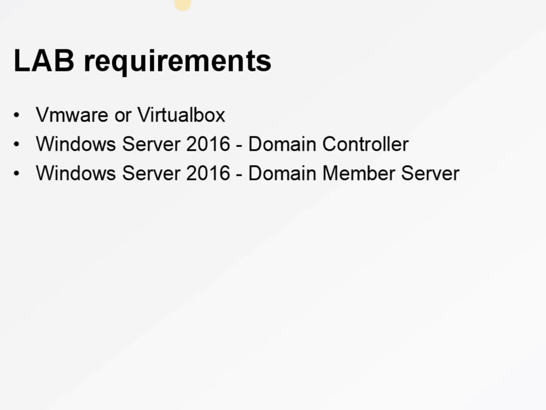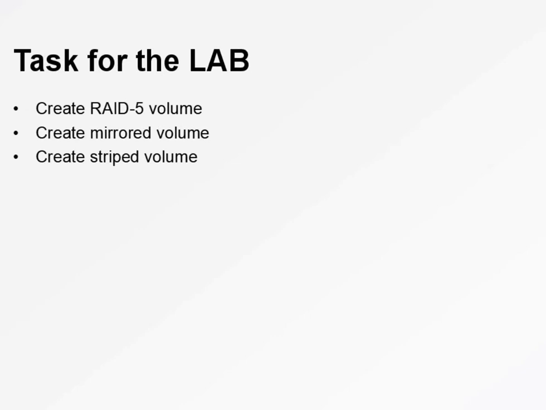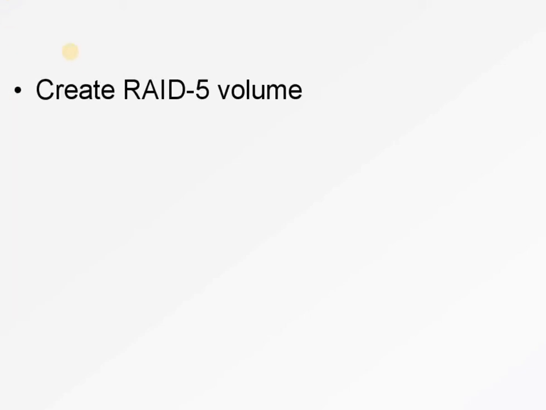So lab requirements: VMware or VirtualBox, Windows Server 2016 domain controller, and Windows Server 2016 domain member server. Mostly we are going to work on the domain member server. Tasks for the lab: we are going to learn how to create a RAID 5 volume, how to create a mirrored volume, and how to create a striped volume. First we are going to see how to create a RAID 5 volume.